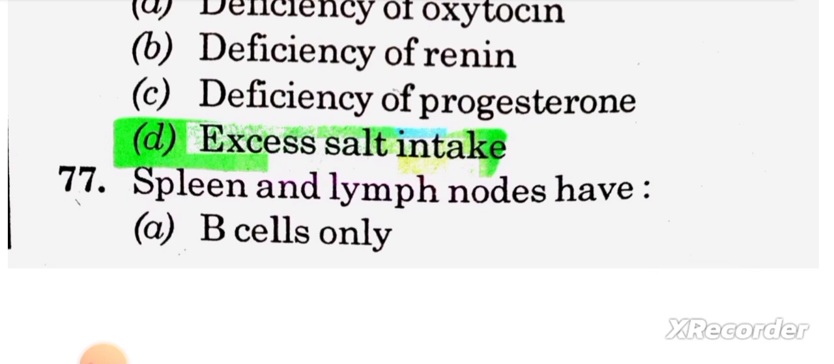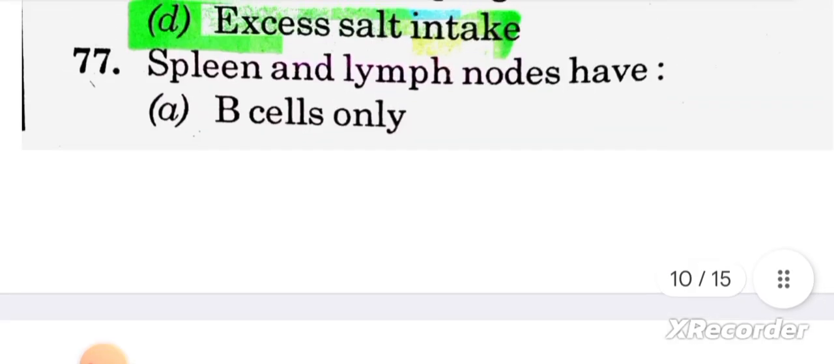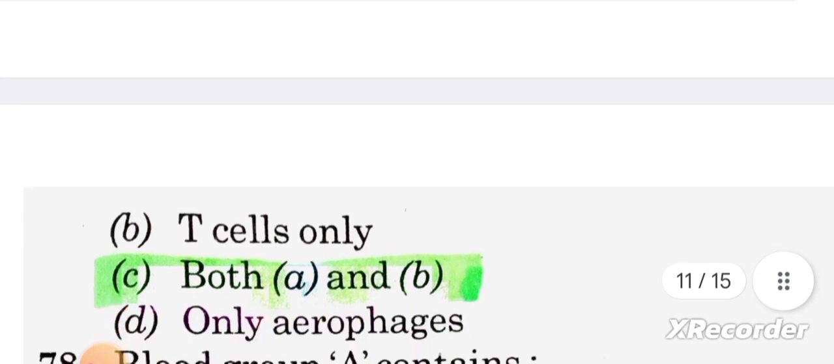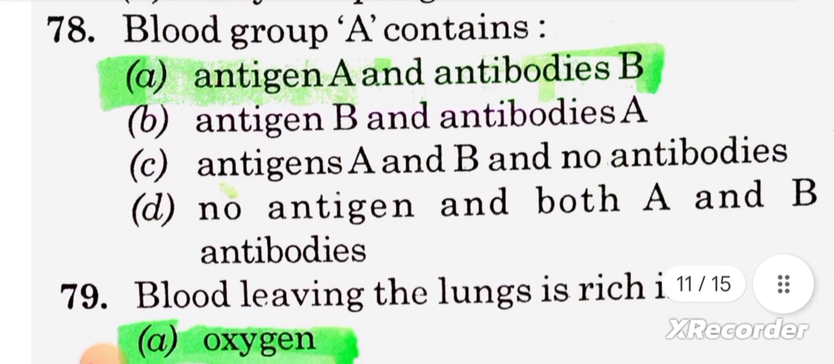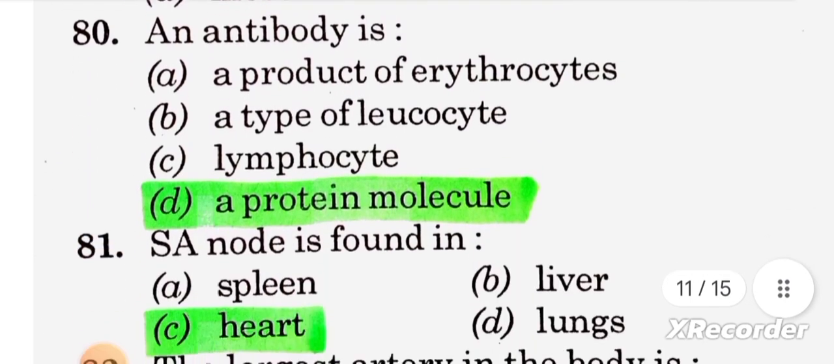Next 77. Spleen and lymph nodes have answer C. Both A and B. B cells only, T cells only. Next 78. Blood group A contains answer A. Antigen A and antibodies B. Next 79. Blood leaving the lungs is rich in answer A. Oxygen. Next 80. An antibody is answer D. A protein molecule.